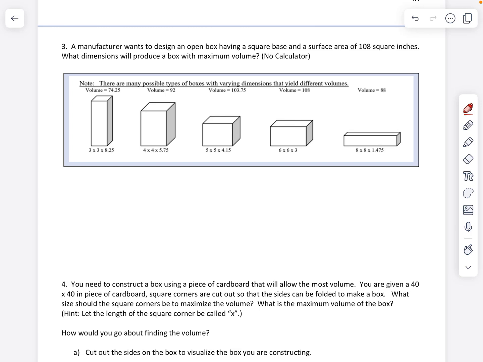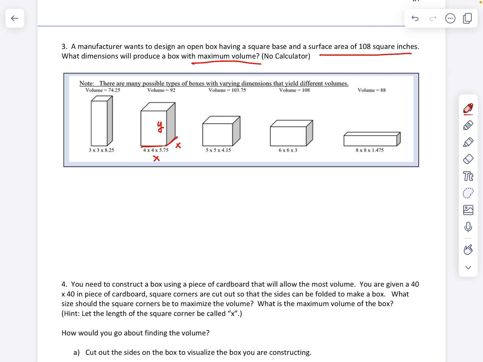In this particular problem, we are trying to produce a box with the maximum volume. And it says it's a square base, so that means that these sides will be the same. We don't know exactly what the height will be. We'll just call it y. And we want the surface area to be 108.